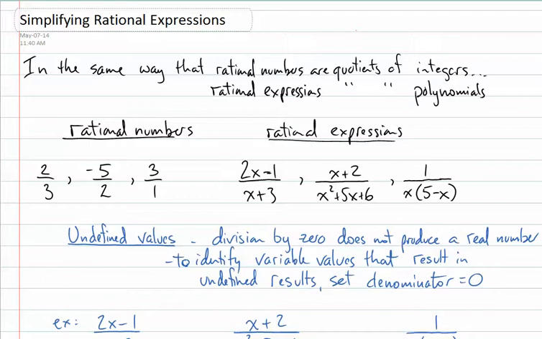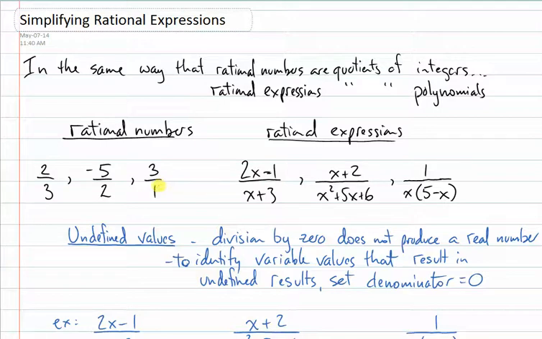Introductory lesson about rational expressions and how to simplify them. First of all, defining what a rational expression is. Recall that rational numbers are quotients or divisions of integers. For example, 2/3, -5/2, 3/1, which is written normally as 3, are all quotients of integers and therefore rational numbers.